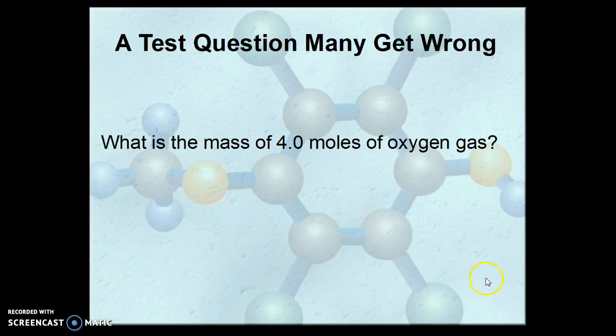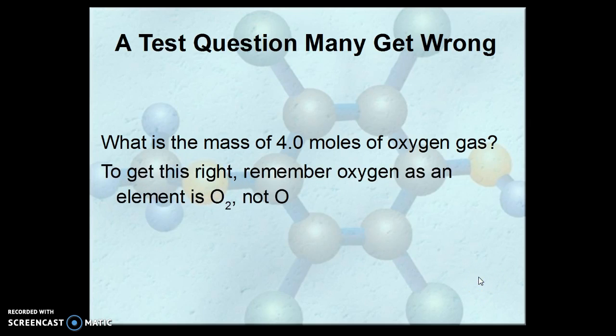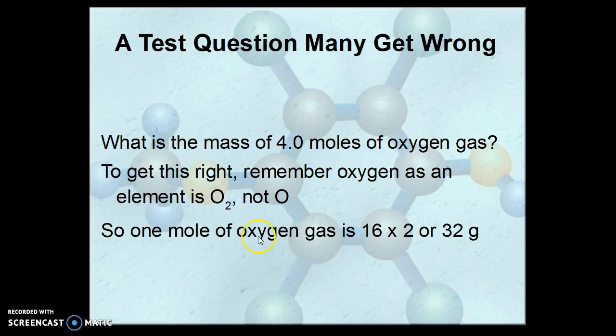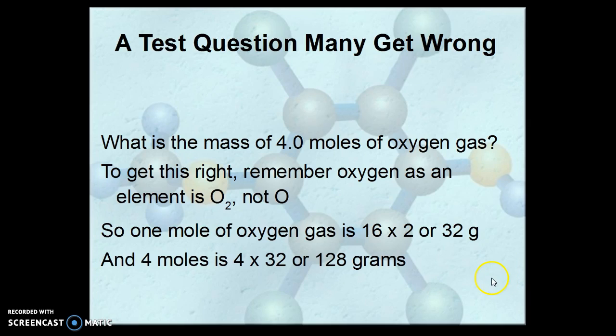Now there's a test question that many get wrong. What is the mass of 4 moles of oxygen gas? Typically, people will say 4 times 16. But oxygen is diatomic. It comes in packages of 2. So to get this right, remember oxygen is O2, just as you learned in biology. It's not a single atom. So 1 mole of oxygen gas is 2 moles of atoms times 16, or 32 grams per mole of oxygen gas. And 4 moles would be 128 grams of oxygen gas.